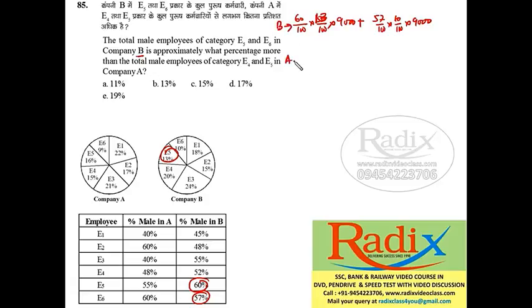And now what do we need in company A? E4 and E5. E4 48 and E5 55. So 48 by 100. Now E4 in this is 15, 6500, plus E5 16 and 55. 55% of 16% of 6500. Right? So we can cancel these 20 here.